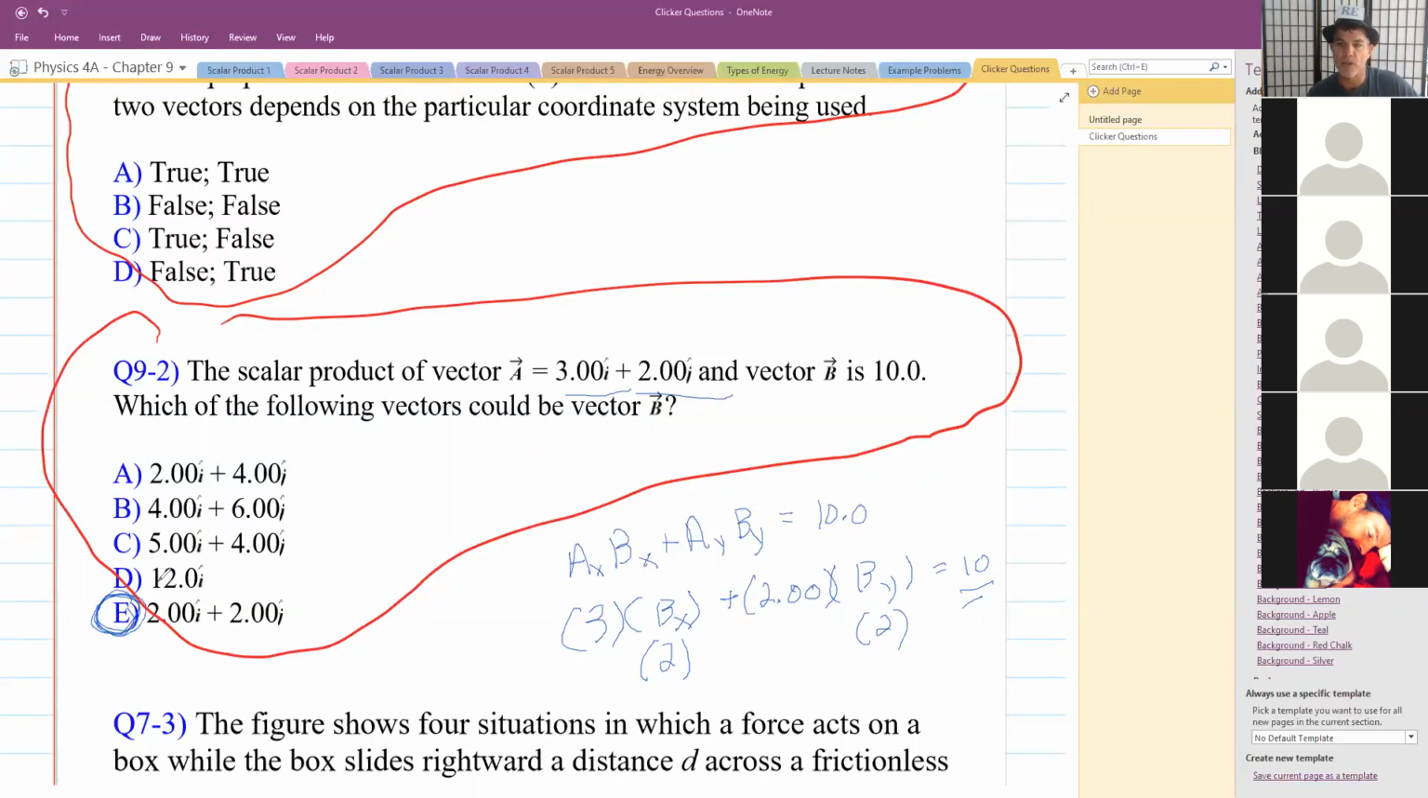Okay, let me just pause. Any questions I can answer on these 2 clicker questions? Hey, Joe, so the scalar product is pretty much just the sum of the magnitudes of the components of 2 vectors. Say that one more time. So the scalar product is just the sum of the product of the components of 2 vectors.